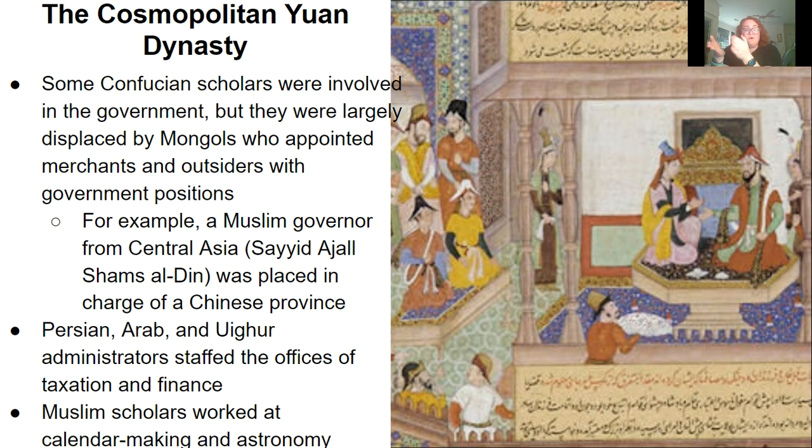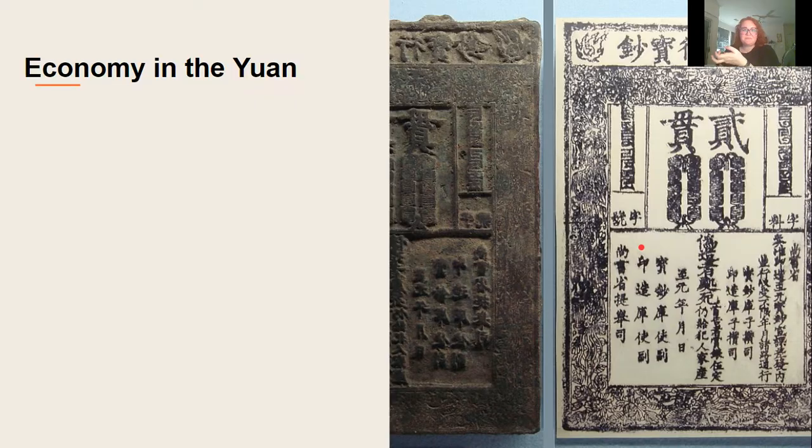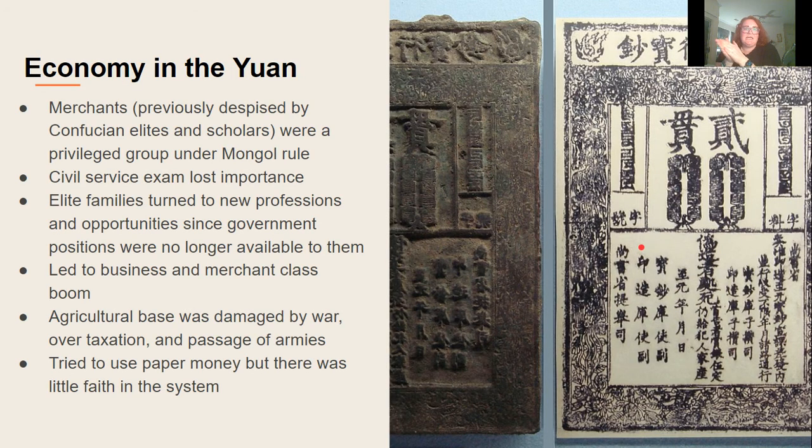So the Yuan dynasty actually was more cosmopolitan than a lot of the other dynasties in China. Some Confucian scholars were involved in the government, but they were largely displaced by the Mongols, who appointed merchants and outsiders to various government positions. For example, there was a Muslim governor from Central Asia placed in charge of an entire Chinese province. You also had Persians and Arabs and Uyghurs who were administrators and staffed the offices of tax and finance. You also saw a lot of Muslim scholars who worked at calendar making and astronomy. So you really do, again, start to see this blend of cultures happening.